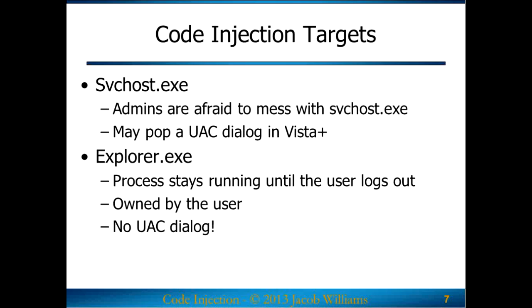So what we've seen is a huge transition down to basically injecting into Explorer.exe. Now this has always been a fallback. Back in the early days before UAC, most of the malware that we saw would try to inject into a system process first and then would fall back to Explorer.